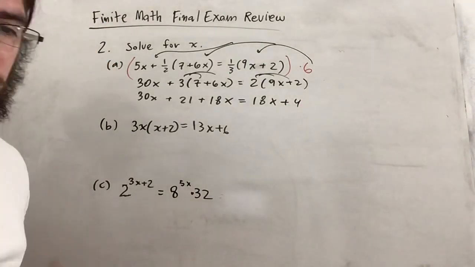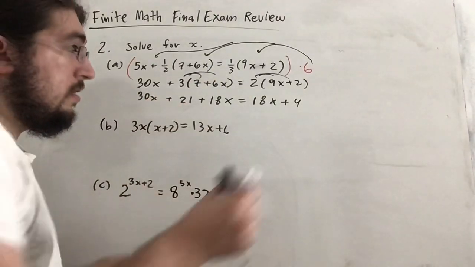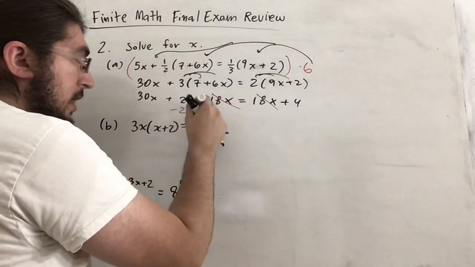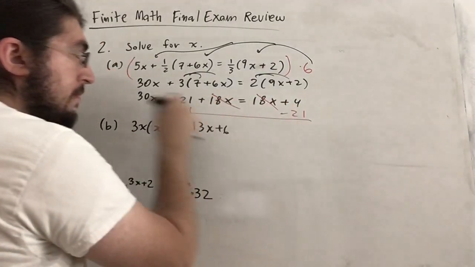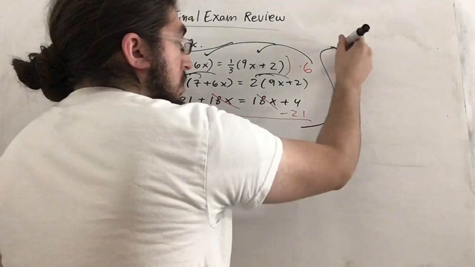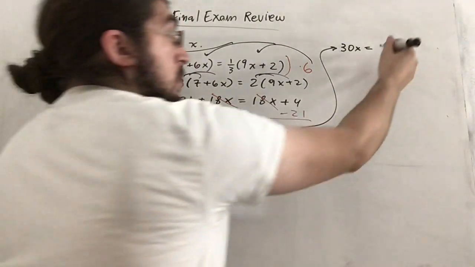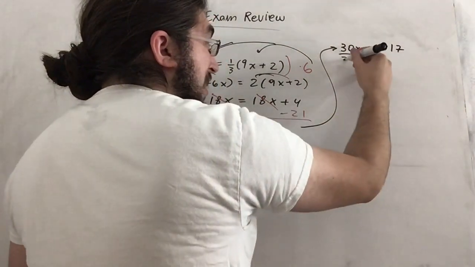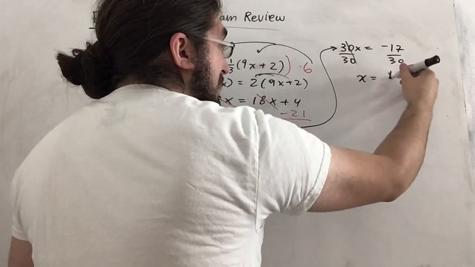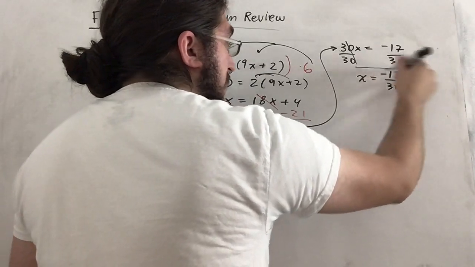And there are actually a few kind of coincidental things that happen here. Notice you can just subtract 18x and they cancel out. And similarly, you can subtract 21 to this side. And right away, we get 30x by itself. So let me write the result over here. We get 30x is equal to, well, 4 minus 21 is negative 17. And then finally dividing by 30 gives us our answer. X is equal to negative 17 over 30. Perfect.